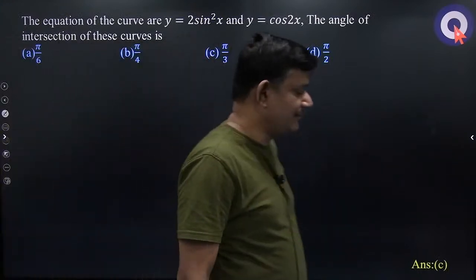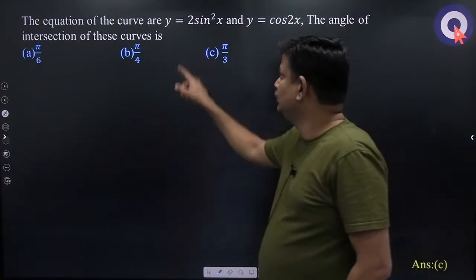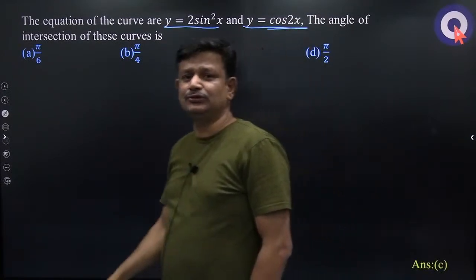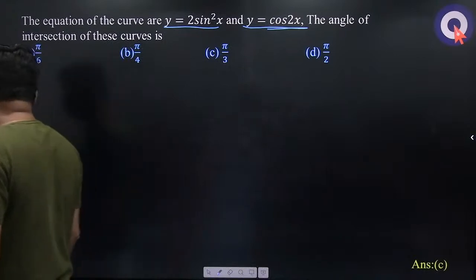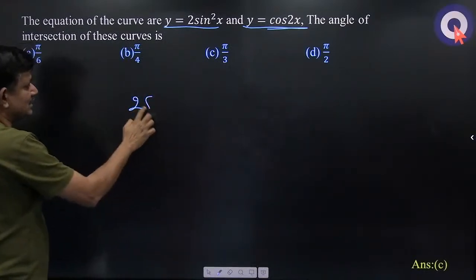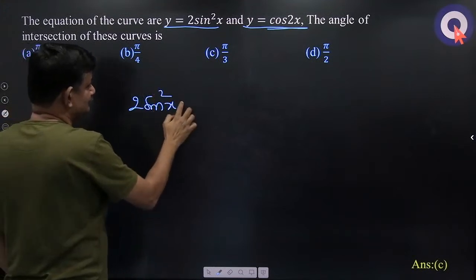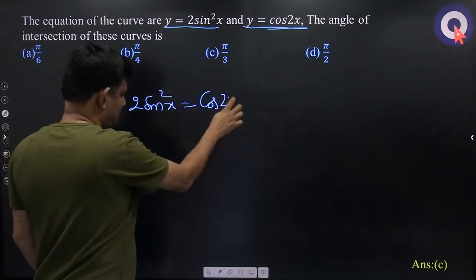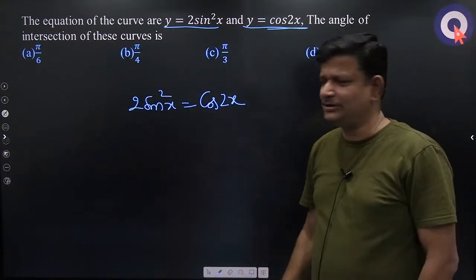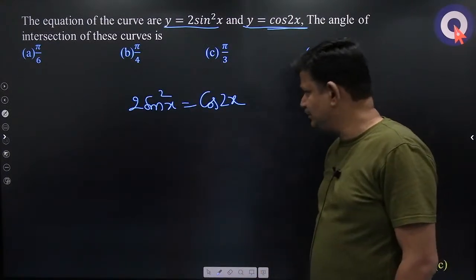So two curves are given to you. First thing, what is that we need to do? We need to solve the curves to find the point of intersection. So 2 sin square x is equal to cos 2x. So he has clubbed trigonometry into this simple trigonometric equations.